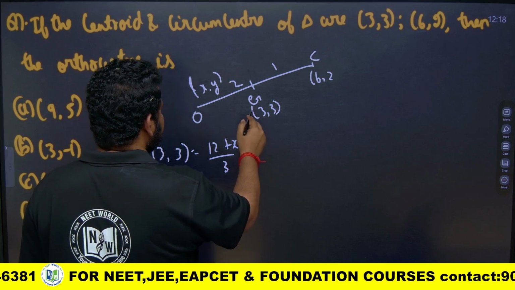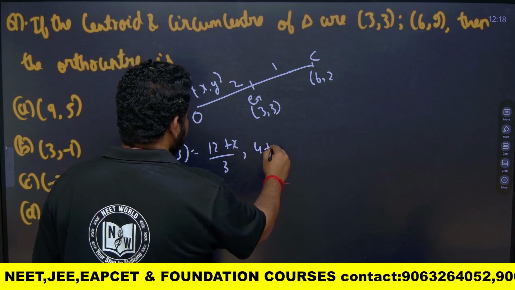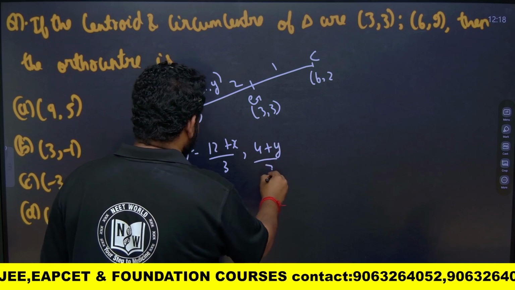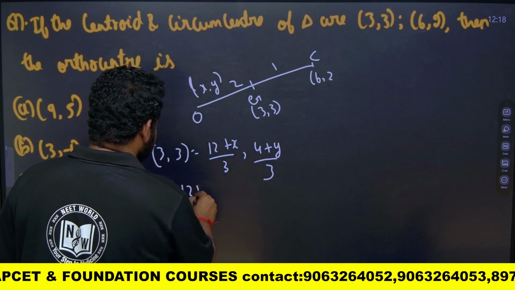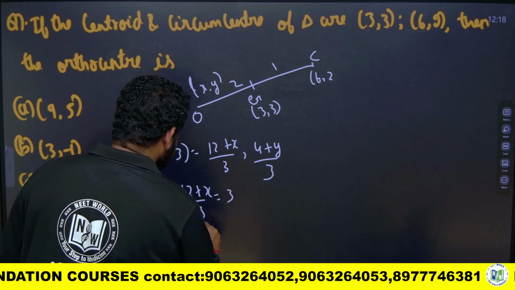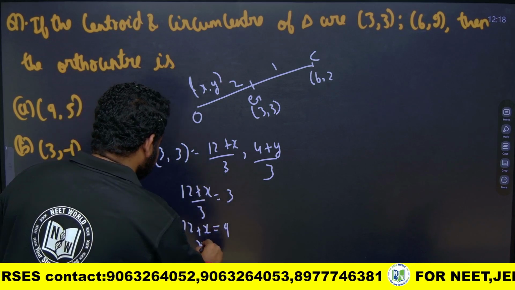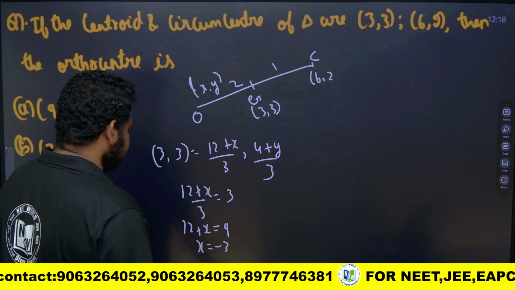This is nothing but what? 2 2s are 4 plus 1 into y is y. This will be 3. So 12 plus x by 3 is equal to 3. So 12 plus x is equal to 9. So x will be equal to what? X will be equal to minus 3.